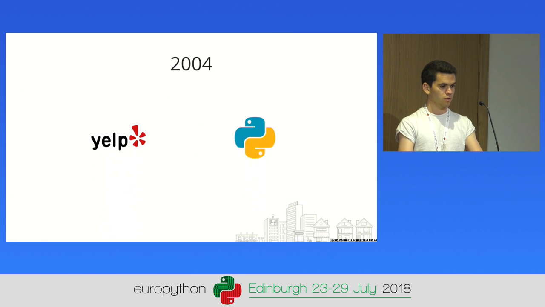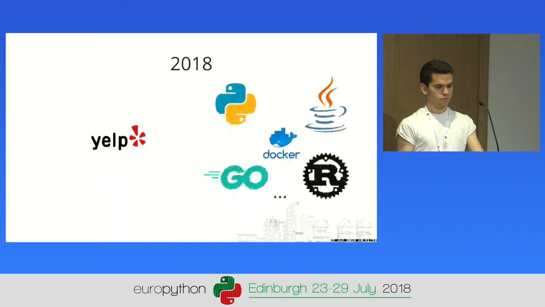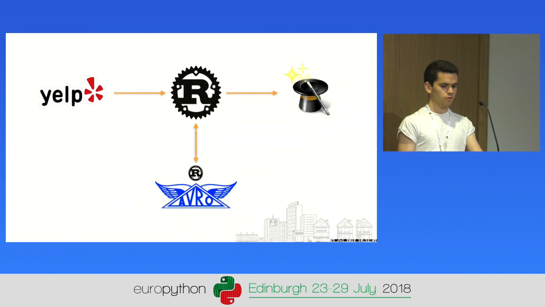Quick flashback: 2004 when Yelp was founded, it was all Python. Now flash forward to 2018 with the advent of Docker, services, etc. Yelp is still mostly Python, but we've seen some services written in Java, some in Go, some in Rust nowadays. So one of the new use cases you could think about would be, you have a user that visits Yelp and it hits some Rust code at some point in the path, and then you need a Rust library to do data serialization using Avro. You get back the data, magic happens, and you get great reviews for great local businesses.